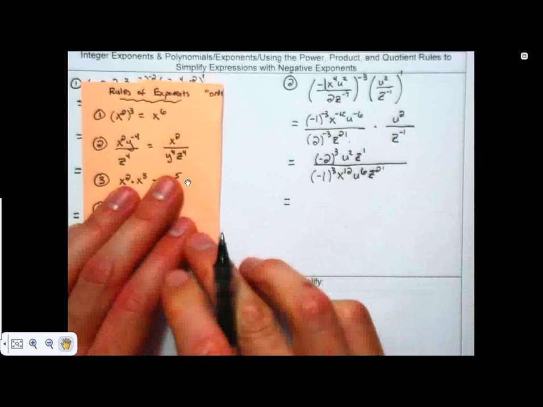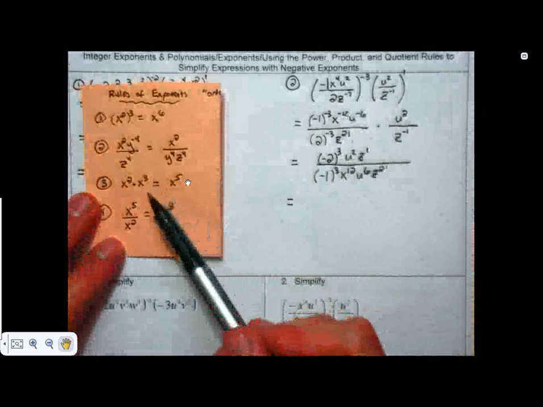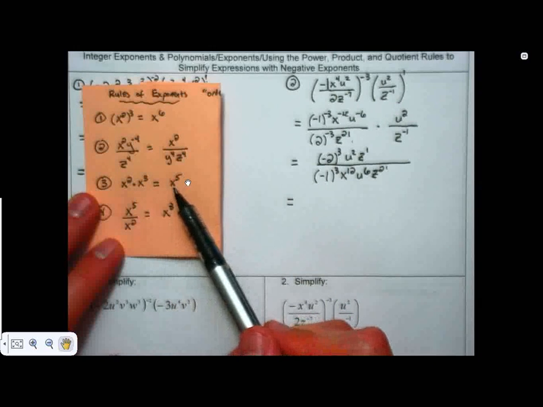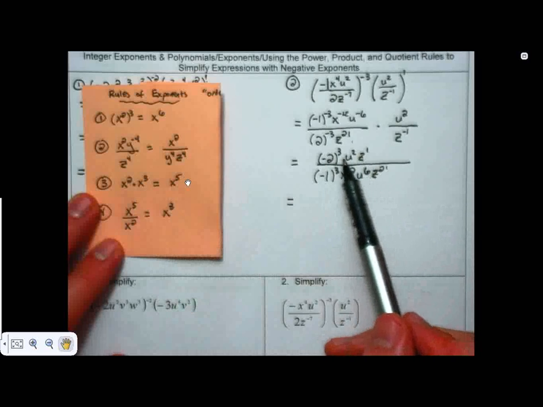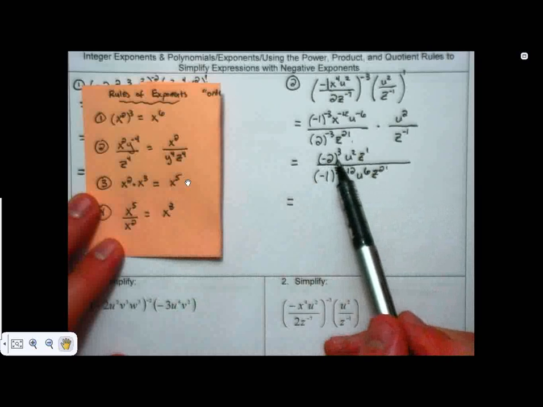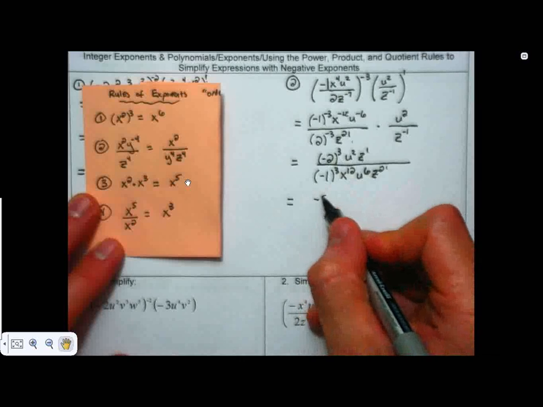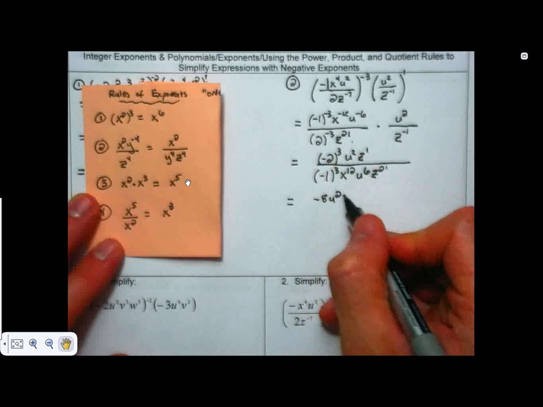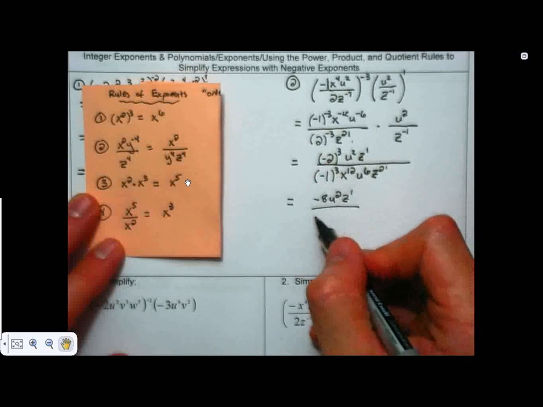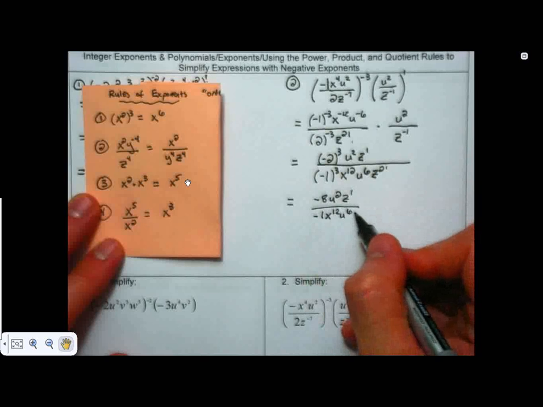Okay, next step is when I take care of my coefficients. And then I apply rule number 3, which is if I'm multiplying like bases, I add the exponents together. But if I look on top, I don't have any like bases. And if I look on the bottom, I don't have any like bases. So all I'm going to do in this step is take care of the coefficients. So negative 2 to the third power is negative 8. And then I've got u to the second, z to the first. On the bottom, negative 1 to the third power is still negative 1. X to the 12th, u to the 6th, z to the 21st.